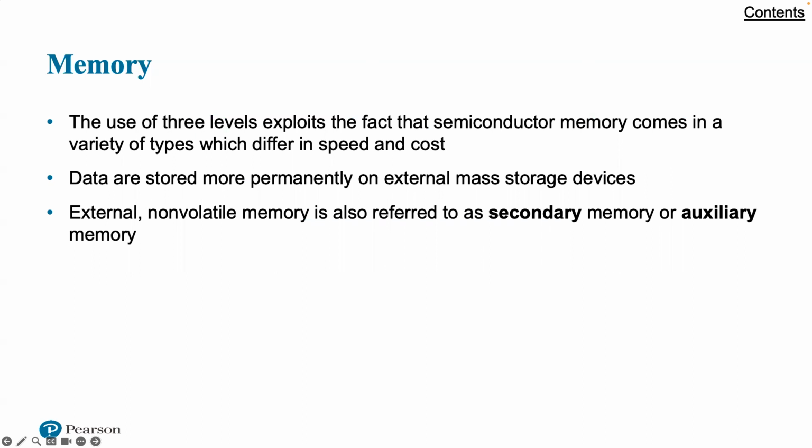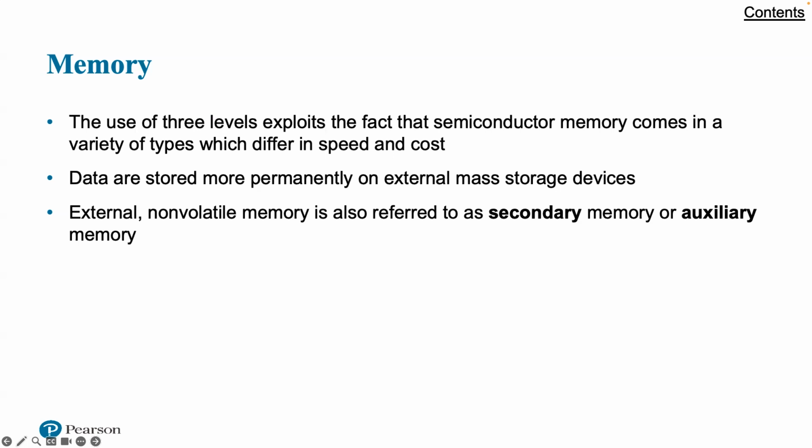hard disk and removable media, such as removable magnetic disk, tapes, and optical storage. External non-volatile memory is also referred to as secondary memory or auxiliary memory. These are used to store programs and data files and are usually visible to the programmer only in terms of files and records, as opposed to individual bytes or words.